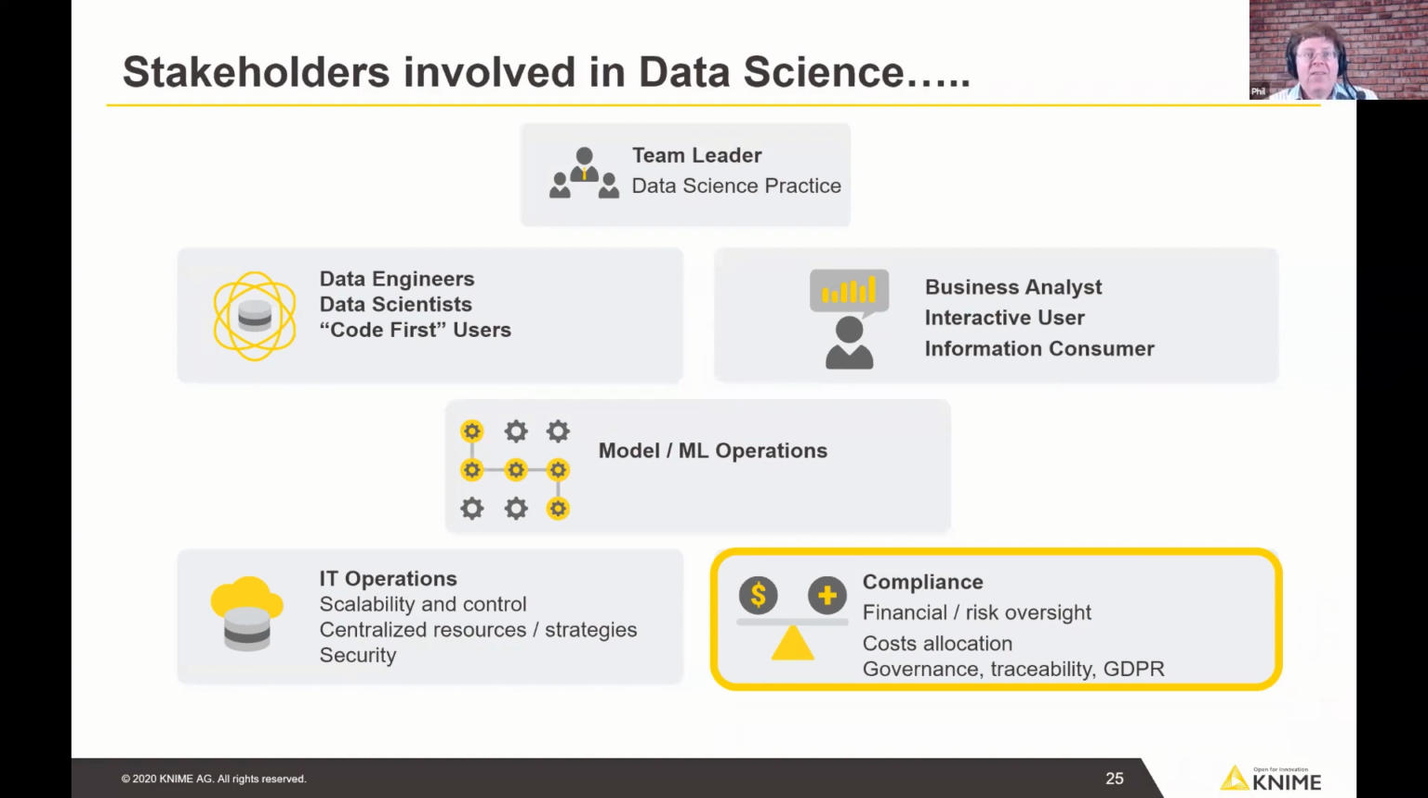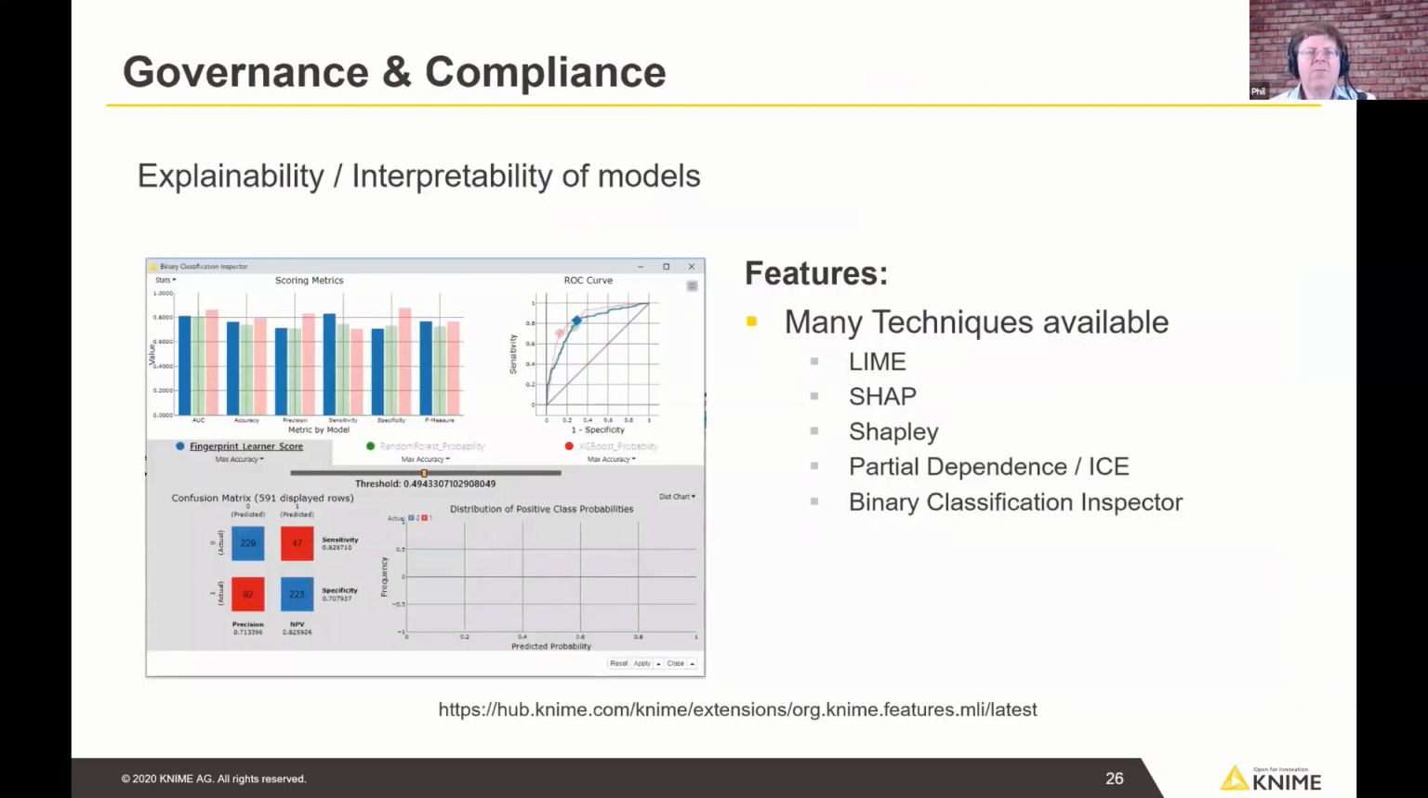We need, as a team, to make sure that we're taking care of their needs and their requirements so that we all don't get in trouble. And so what KNIME's done there is added some capabilities in it to make the life of the compliance people a little easier. What you're going to see here first is something called explainability and interpretability.